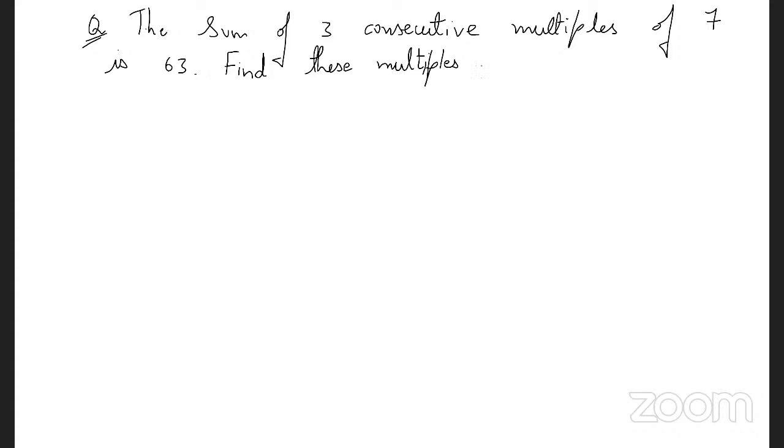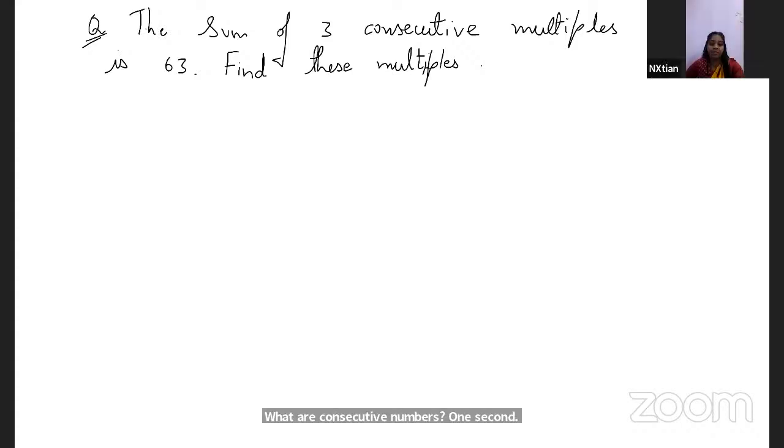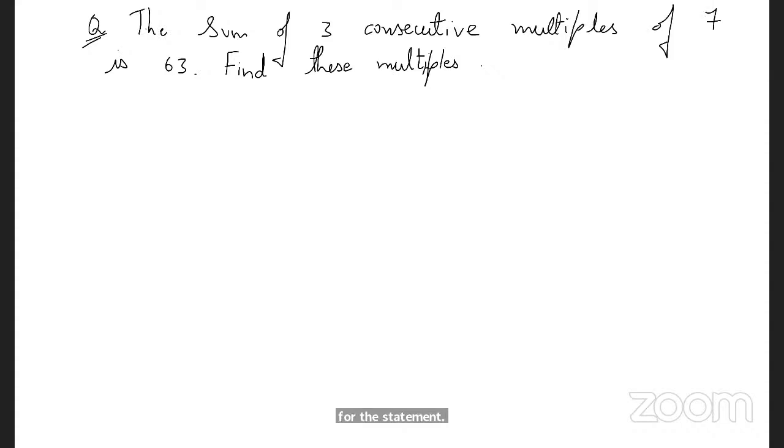Now, ma'am, what are consecutive numbers? Consecutive numbers or consecutive number multiples? 7, 14, 21 like that. Yes, they are coming one after the other. Now, can you all give me an equation for this statement? So x plus 7 plus x plus 14 equals 63.